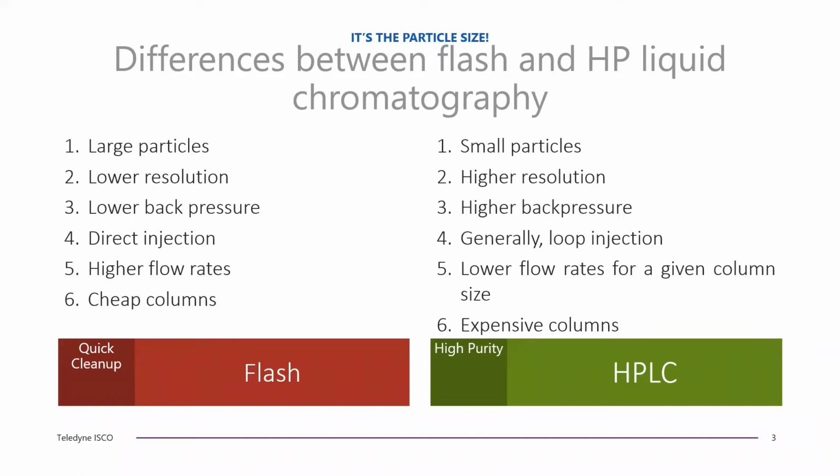The lower back pressure allows flash columns to be made of plastic, but HPLC columns must be metal. Flash column packing is easy, while HPLC columns must be packed at high pressure to prevent the packing from settling and creating voids under pressure when the column is run. Beyond this, the chromatography is similar, and so we can develop methods on HPLC systems and transfer them to matching flash columns.